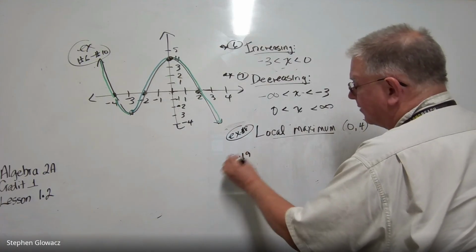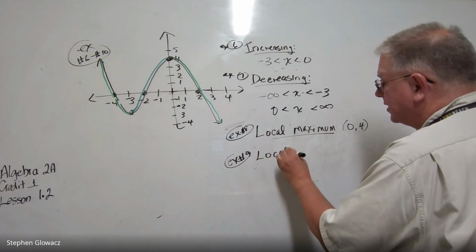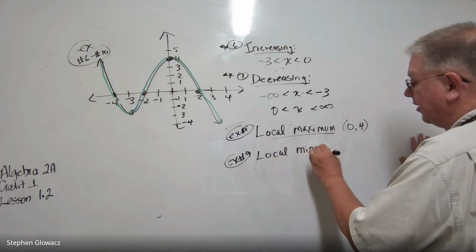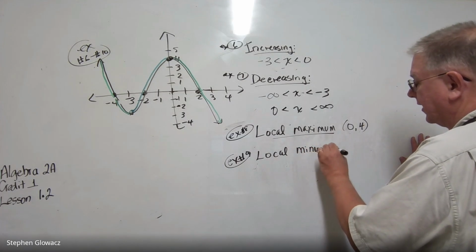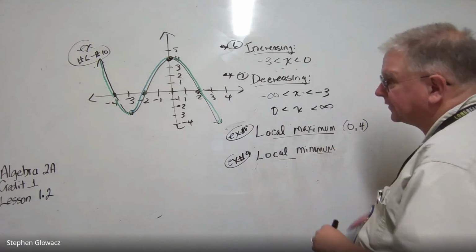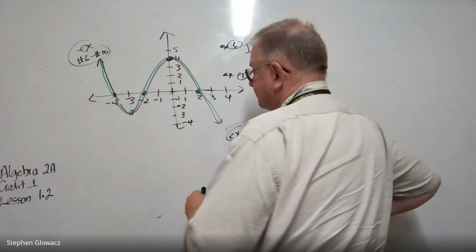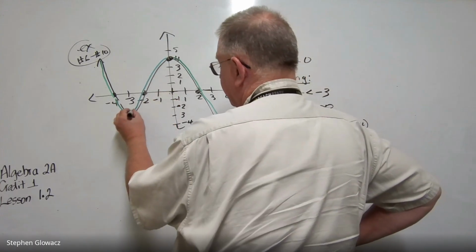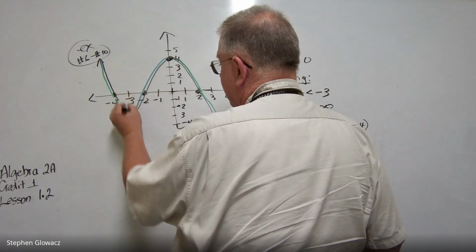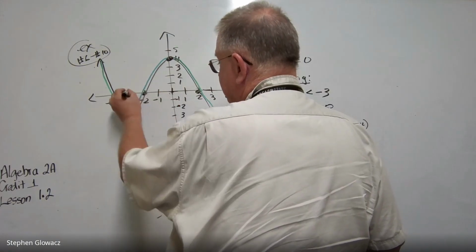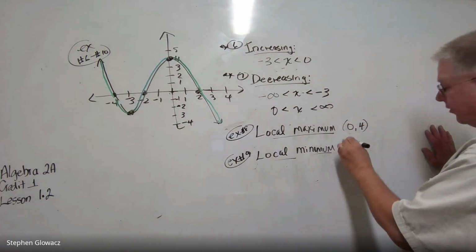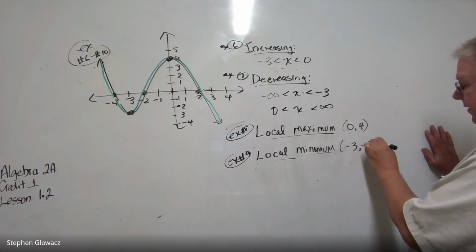Our example for number 9, our local minimum is the bottom of the hill, or if you want to think of it as the valley. Over here, which would be this point right here, which would be 3 to the left and 2 down. So that's -3 and -2. That would be our local minimum.